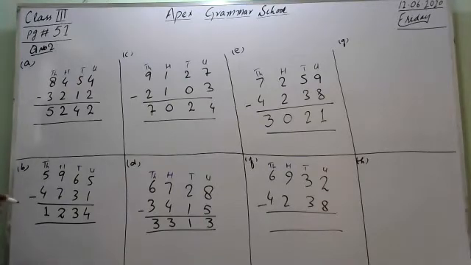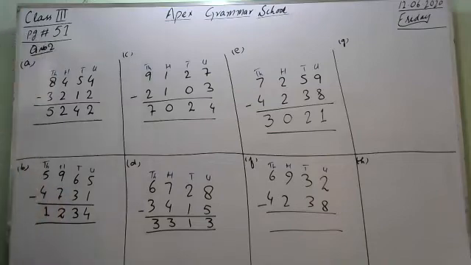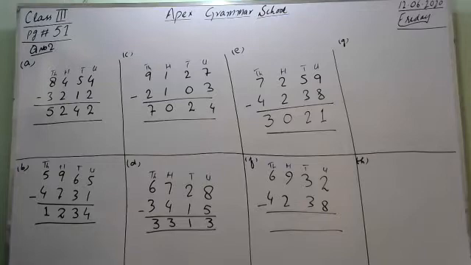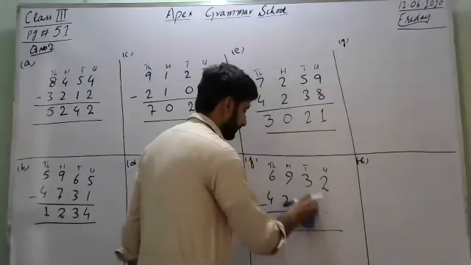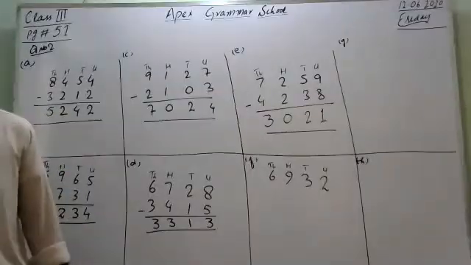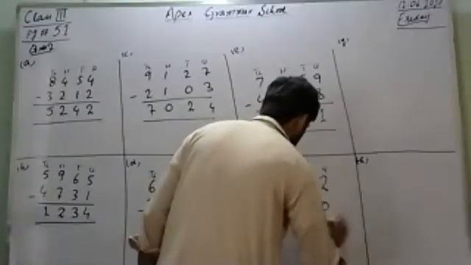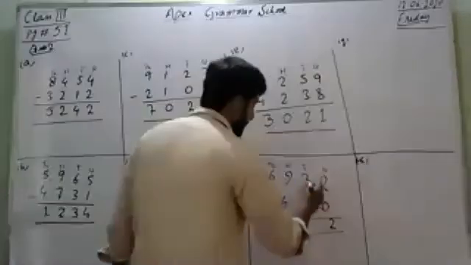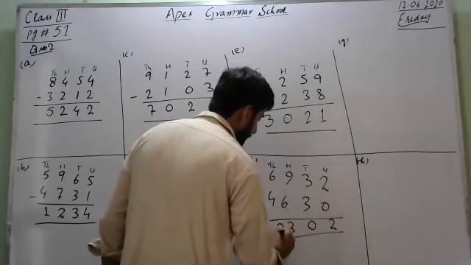F part is 6932 minus 4630. 2 minus 0, 2, 3 minus 3, 0, 9 minus 6, 3, 6 minus 4, 2.